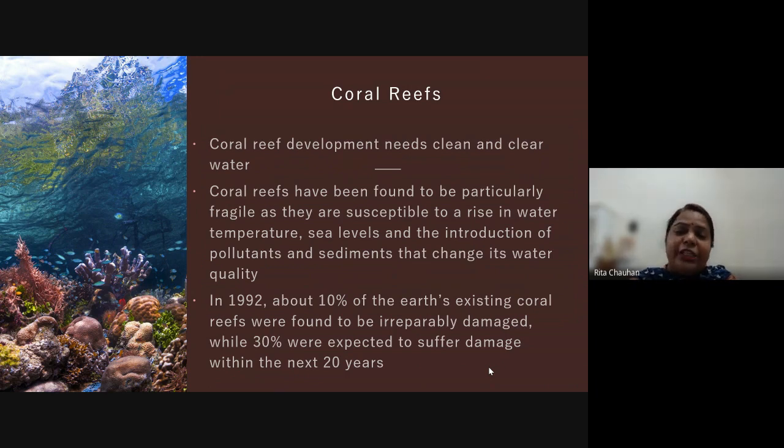So, if there is a change in temperature or rainfall, or sorry, sea level, or there is an introduction of pollutants and sediment, if there is pollution, if there is soil or sediment within the water, then it is all going to affect the population of these coral reefs. So these coral reefs are a highly fragile ecosystem on this earth.